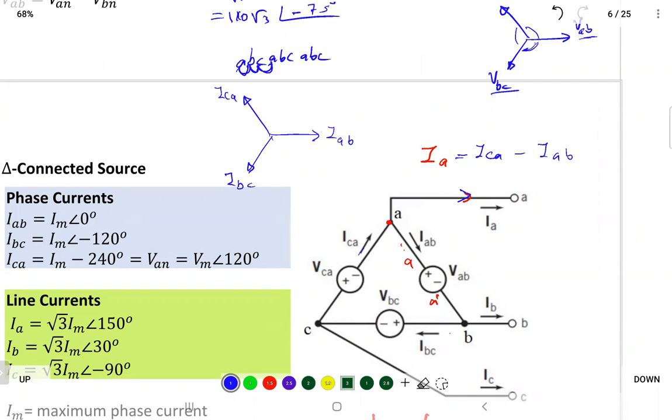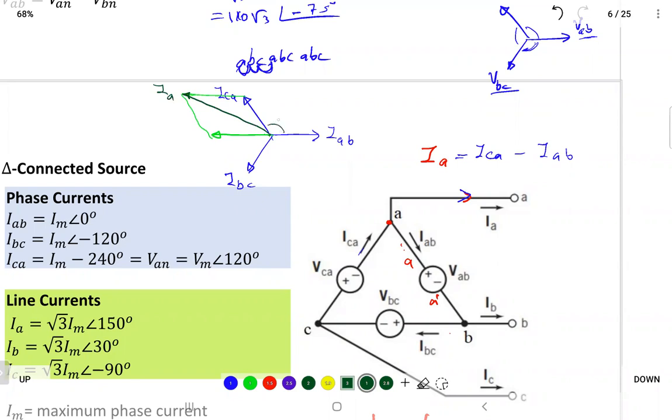Now you look for this formula. IA is equal to ICA minus IAB. That's ICA. Minus IAB means that you are going to have IAB in the other direction, minus IAB, and then you add. So you complete the parallelogram here, and then that will be the result. That will be IA.